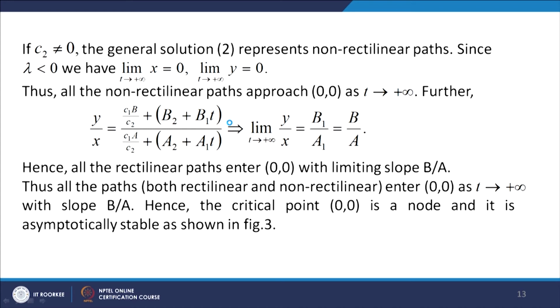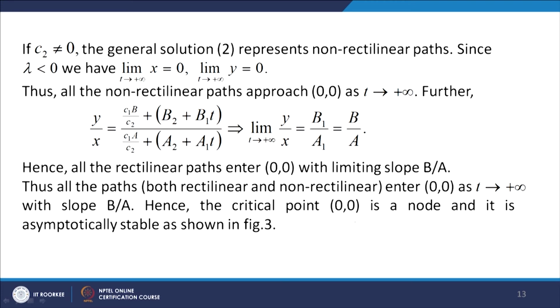Limit of x as t tends to infinity is 0, limit of y as t tends to infinity is 0. So all the non-rectilinear paths approach 0, 0 as t goes to infinity. Further, if you find y over x, since c2 is non-zero, we can divide numerator and denominator by c2, and we get c1 b over c2 plus b2 plus b1 t, over c1 a over c2 plus a2 plus a1 t.